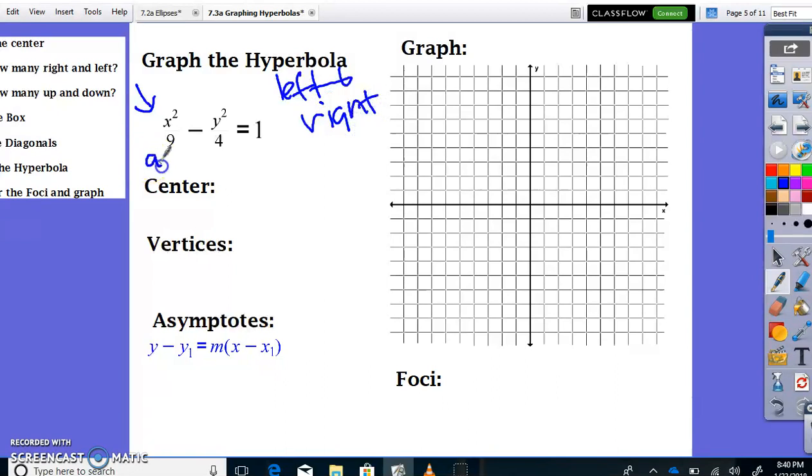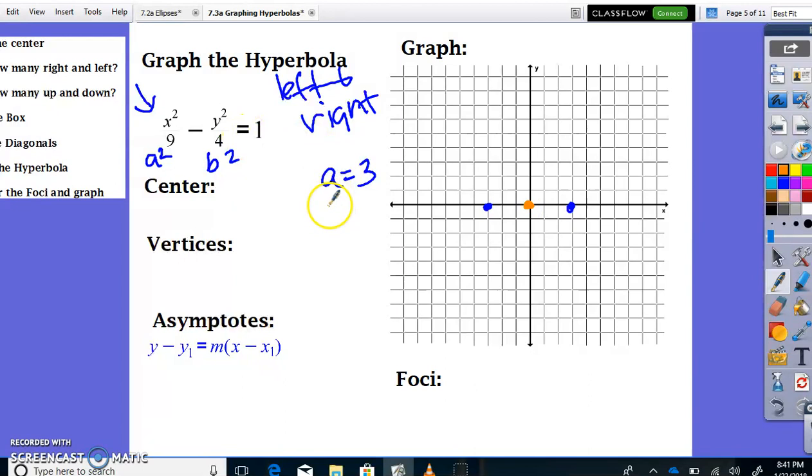Now the a squared value is always first, and the b squared value is always second. And then similar to the ellipse, this 9 is under the x squared, so along the x-axis you will be going a value, so a is 3, so along the x you will be going to the right 3 and to the left 3. And that's because our center is at 0, 0 here.